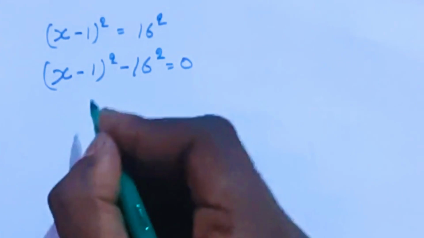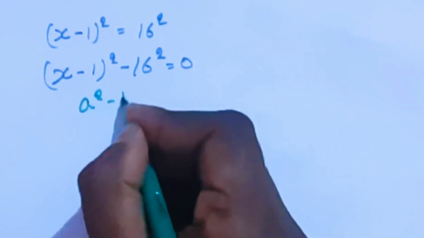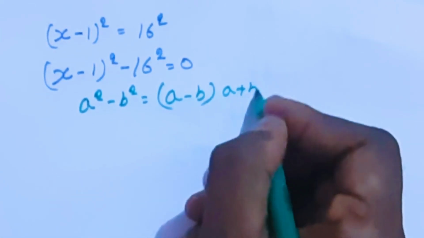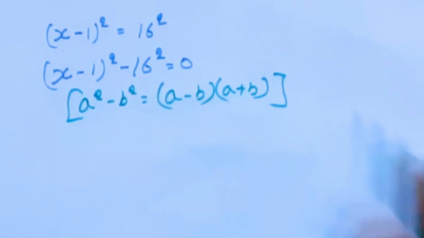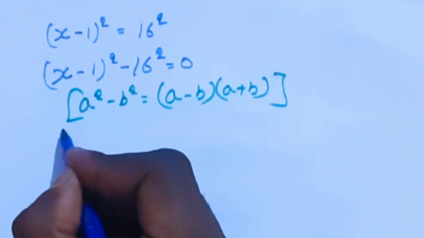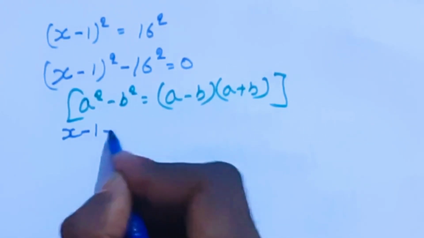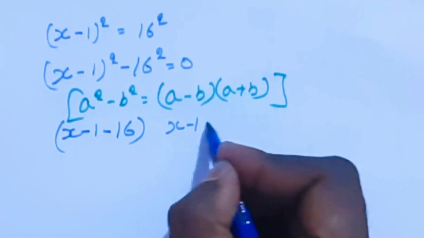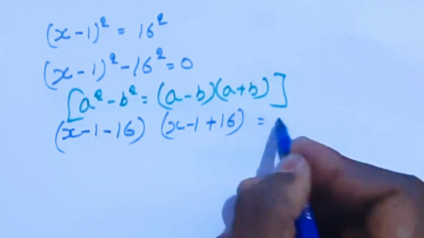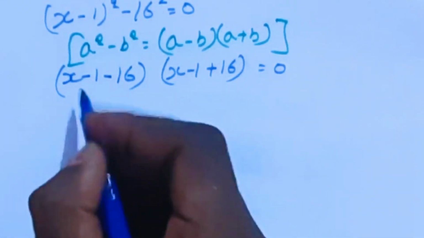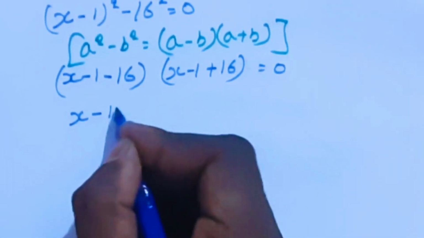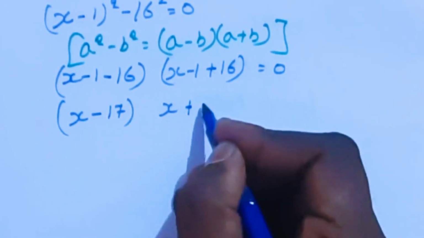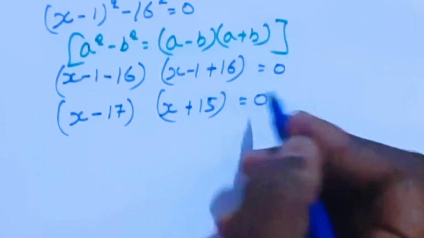Now we are going to apply this algebra formula: a² − b² equals (a − b)(a + b). This formula we are going to apply here. So we'll get (x − 1 − 16)(x − 1 + 16) equal to 0. Now (x − 17)(x + 15) equal to 0.